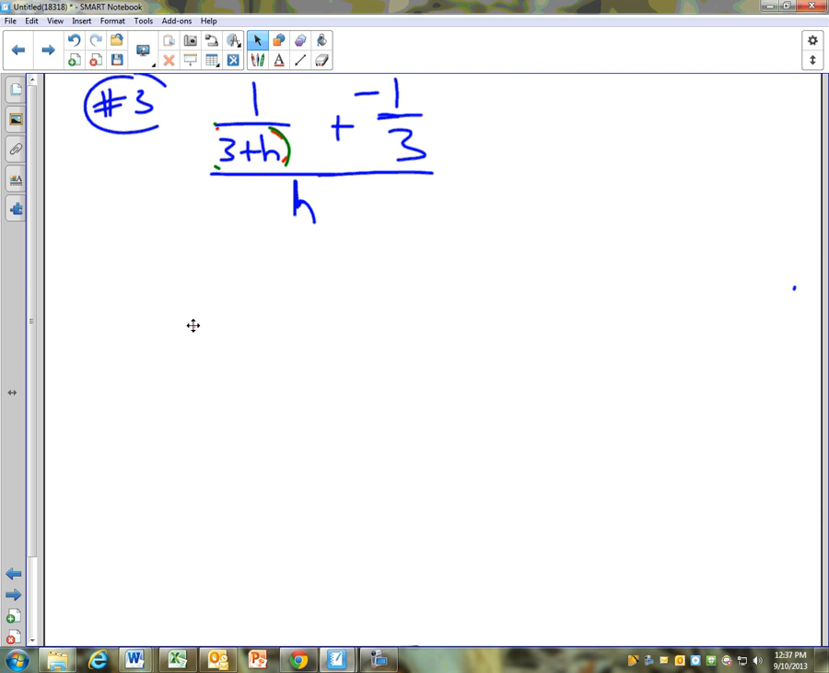So the first problem is number 3, which says 1 over 3 plus h. I'm sorry. What does it say? Minus a third?